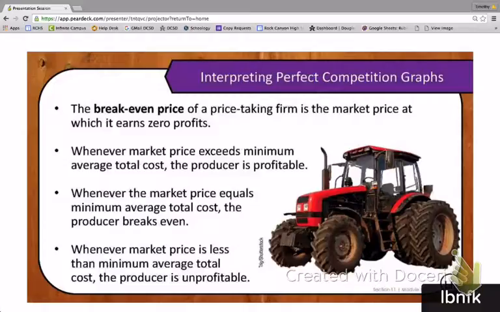So, what is the firm's break-even price? The break-even price of a price-taking firm is the market price at which it earns zero economic profits, or what we call a normal profit. And whenever market price exceeds minimum average total cost, the producer is profitable and earning positive economic profits. Whenever the market price is equal to minimum average total cost, then the producer is breaking even and earning a normal profit. And whenever market price is less than minimum average total cost, then the producer is incurring economic losses and is unprofitable.